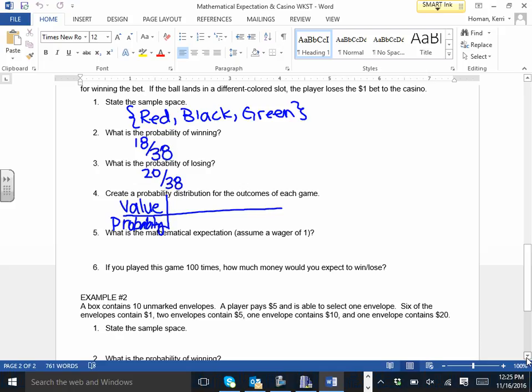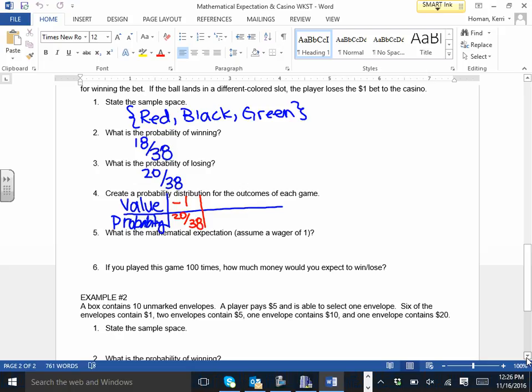Hey, look at that. Okay, so we could pay $1 and walk away empty-handed. That would mean we lose $1, -1. Or in Friday's case, a Tootsie Roll. Okay. What's the probability of losing $1? 20 out of 38. 20 out of 38. Okay.